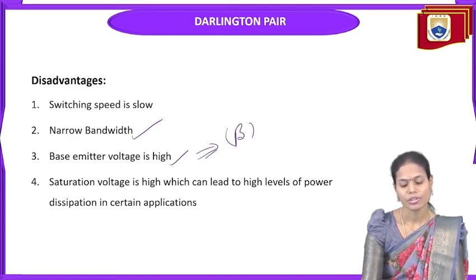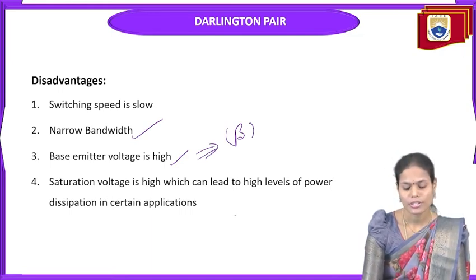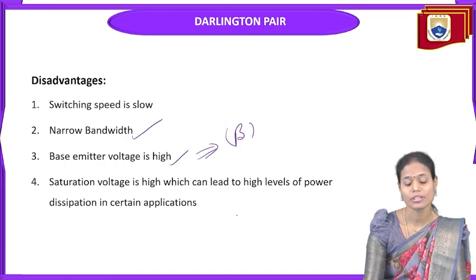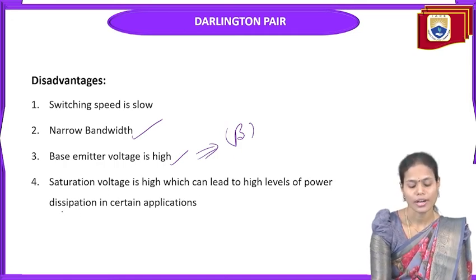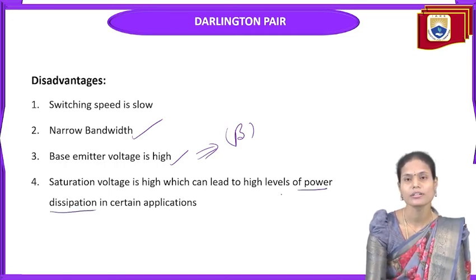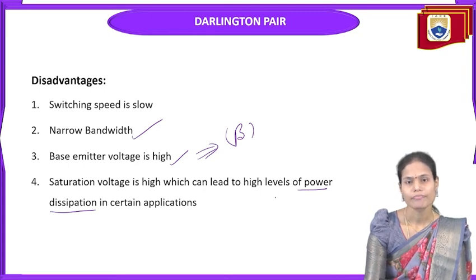And the saturation voltage level is also very high. So once the saturation voltage level is very high, it means the power dissipation is also very high in the circuit. That is the drawback of the Darlington amplifier. Even though it is providing high current gain and high input impedance, it is providing high dissipation also.